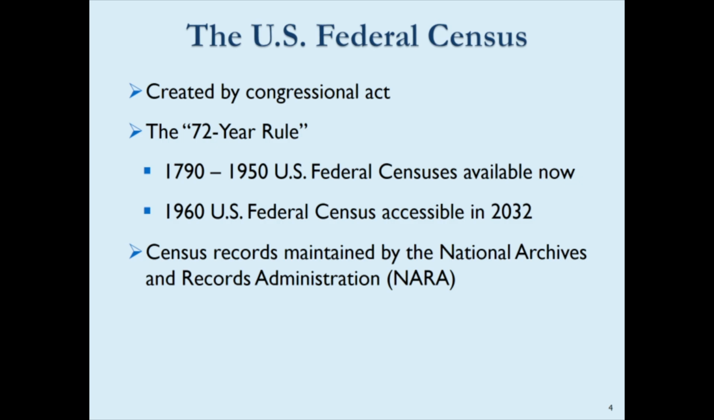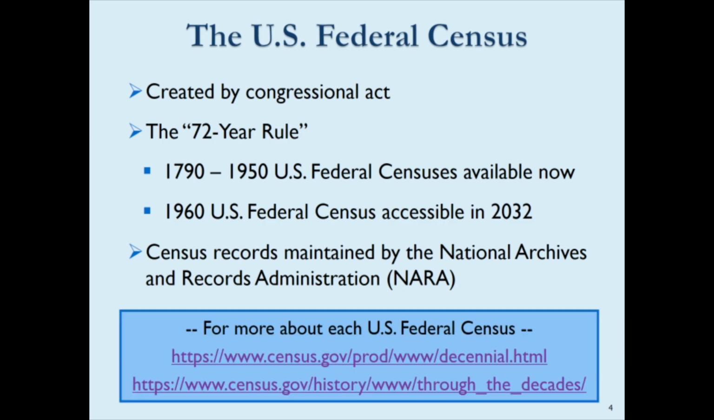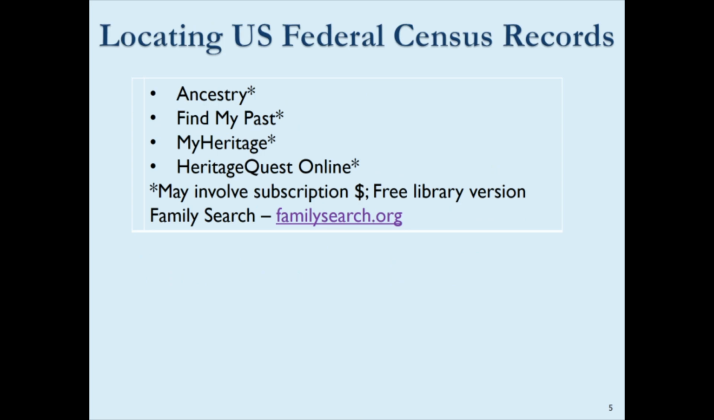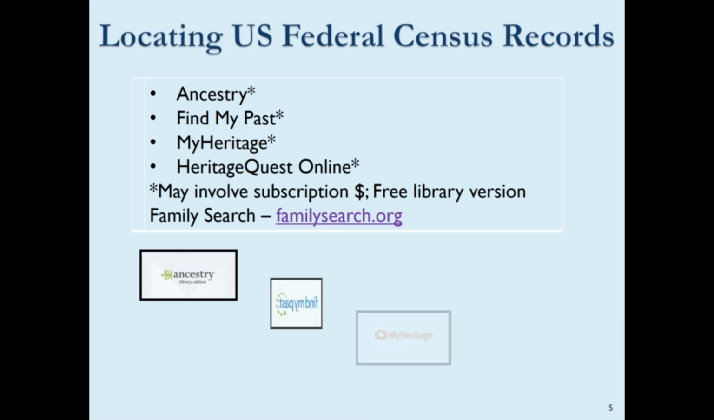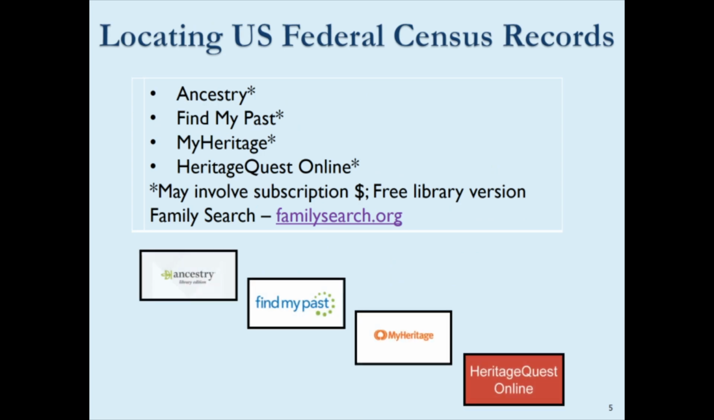The National Archives and Records Administration maintains the records. If you are interested in learning more, this first website contains summaries of the data collected, and the second lists specifics including questions, enumerator instructions, etc. Databases with searchable census records can be found at Ancestry, Find My Past, MyHeritage, and Heritage Quest online, or check your local library to see what's available. You can sign up for a free account at FamilySearch.org to search their records.